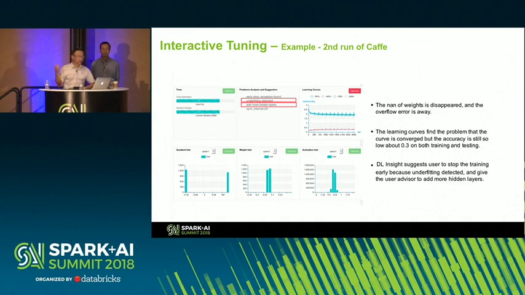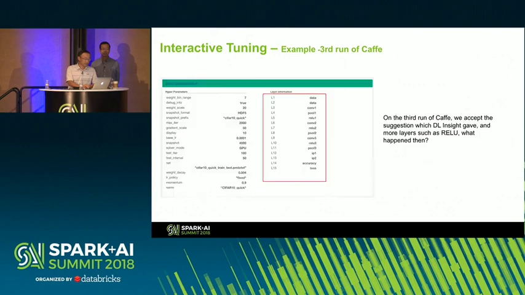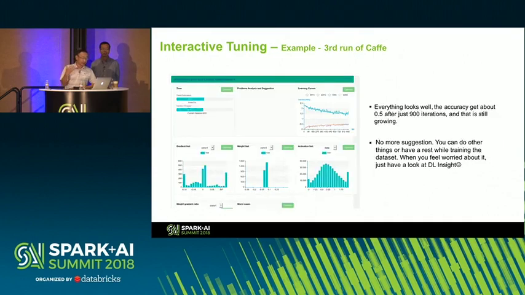And then another problem happens. This time it is underfitting. And again, it provides a recommendation. The user followed the recommendation, adding a few layers, and the situation becomes much better. Right now, everything looks good. After 900 iterations, the accuracy is still going up.